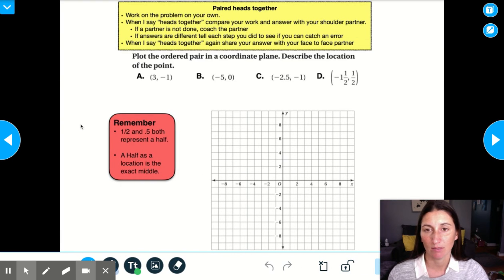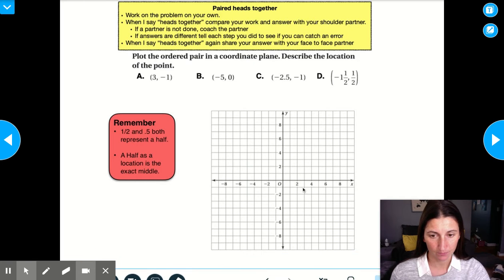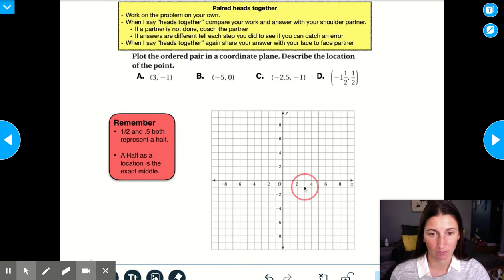Okay, and this would be an on-your-own where you would plot the ordered pair in the coordinate plane and then describe the location. So we'll do one more here. I have a reminder here, right, that 1/2 and 0.5 are both a representation of half. So a half is located exactly in the middle of a point. So we saw that on the last example as well. So 3 would be across, left or right, and since it's positive, it's to the right. And then -1, since it's negative, it is going down. So that was (3, -1).